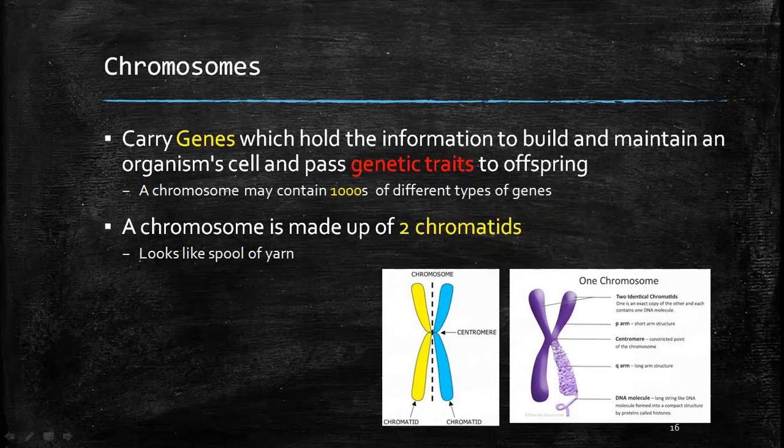Chromosomes are not visible in the cell's nucleus, not even under a microscope, when the cell is not dividing. However, the DNA that makes up chromosomes becomes more tightly packed during cell division and is then visible under a microscope. Most of what researchers know about chromosomes was learned by observing chromosomes during cell division. Chromosomes carry genes which hold the information to build and maintain an organism's cell and pass genetic traits to offspring.